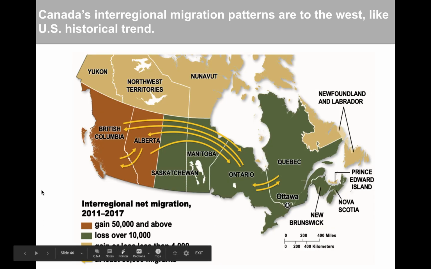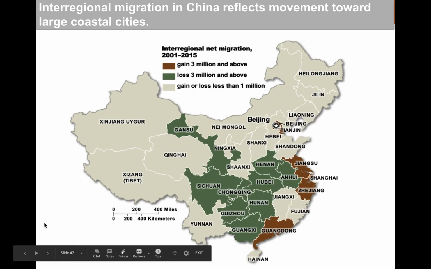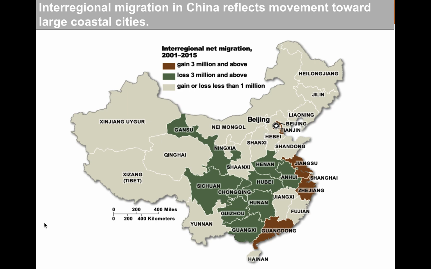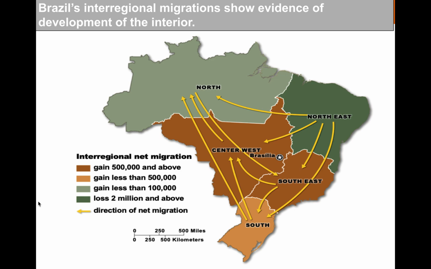Here shows the interregional net migration of moving from the provinces of Quebec, Ontario, Manitoba, Saskatchewan to British Columbia and Alberta. And there shows the migration from rural to urban centers along the eastern seaboard of China in economic centers like Shanghai and Zhejiang and Guangdong. And there shows the movement from Rio de Janeiro into Brasilia, which would be in the central west region.